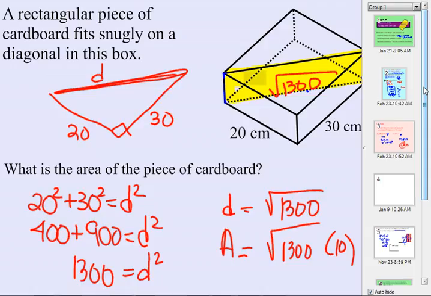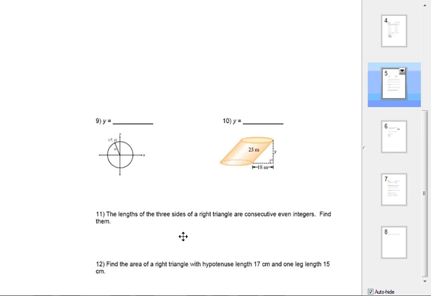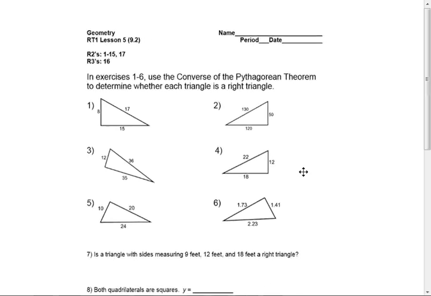Okay, let's look at homework. Oh, I should have it here. Okay, you guys. Homework. Which ones do you have questions on?